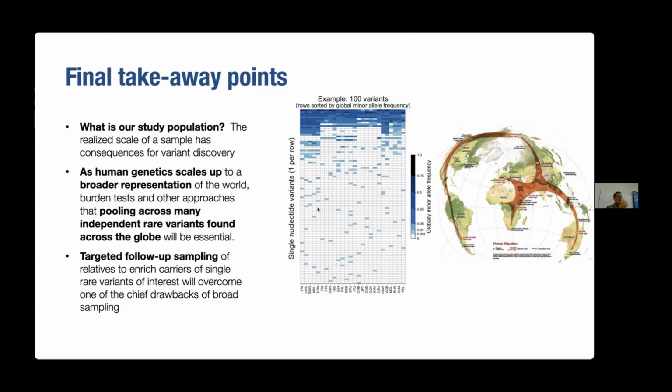Unless we get our sample sizes really large. Sample size always wins, but for the strongest effect variants, it's going to be hard. So using burden test type approaches is going to be really helpful. And if there are particular variants you want to characterize, maybe do follow-up and find the cousins that might all carry that variant, and then use that to do your study.